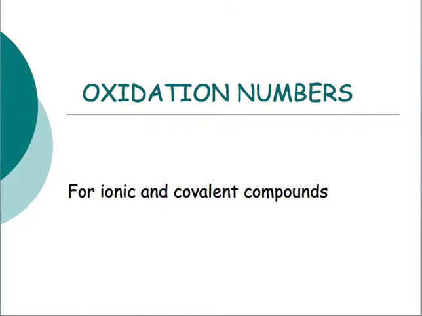Alright, so we're going to look at oxidation numbers. We're talking about ionic and covalent compounds and what is happening to the electrons in the oxidation numbers. So what type of charge, or what is happening to the electrons?